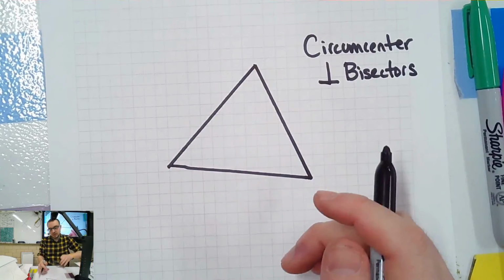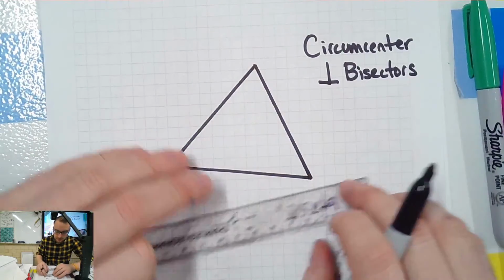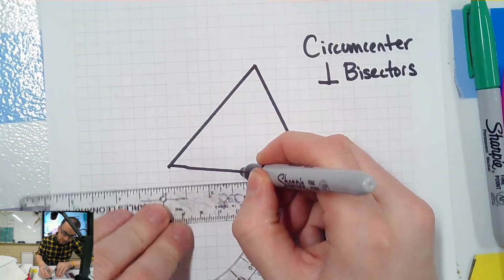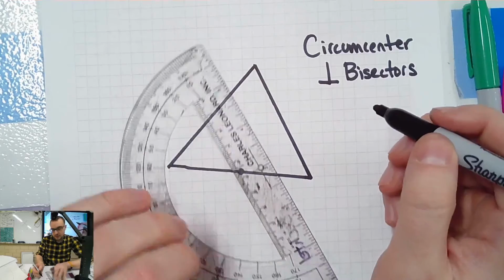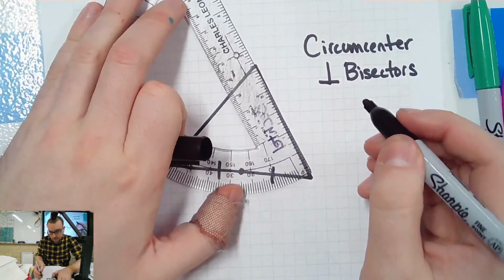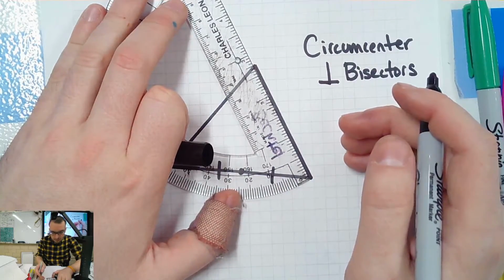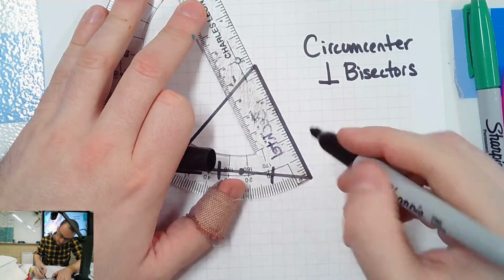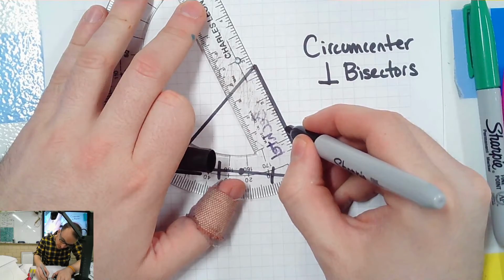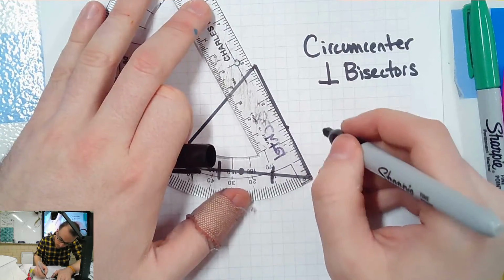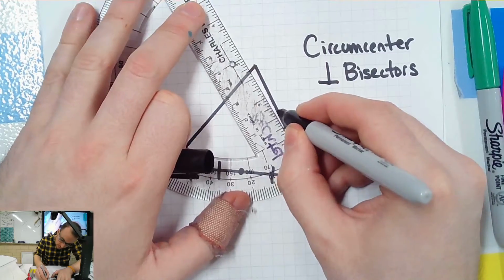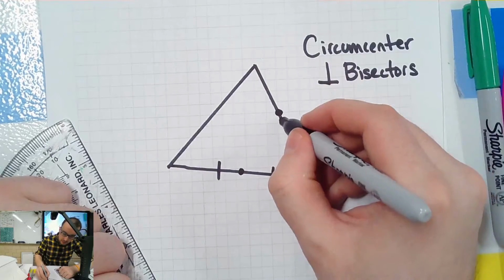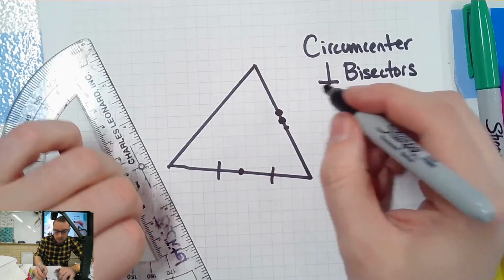So I'm going to find the midpoint of two of my sides. I'll measure. Looks like 3 inches, so I'll go 1.5. And then over here, looks like 2 3/4. So I'll go 1 3/8. Oops, that's not right. 1 6/8. Neither of these are right. About right there.